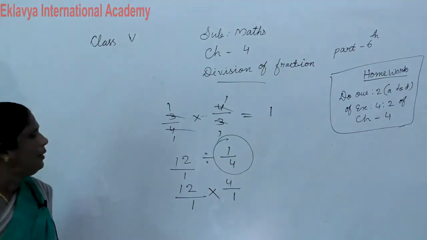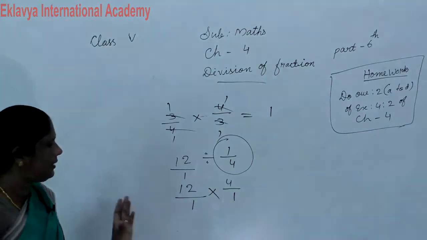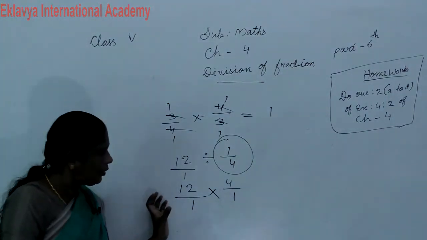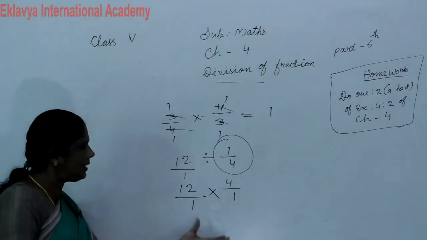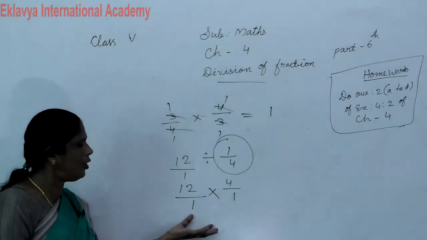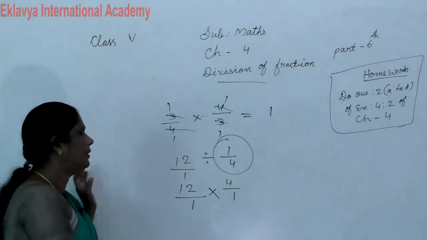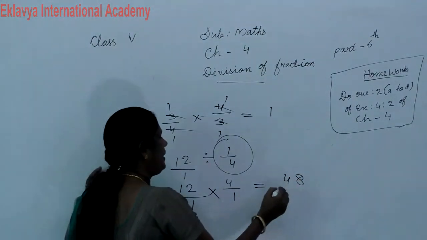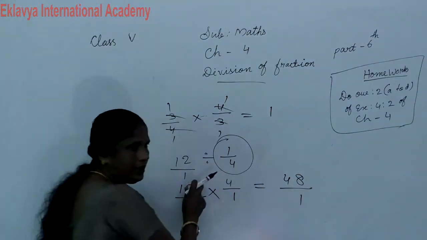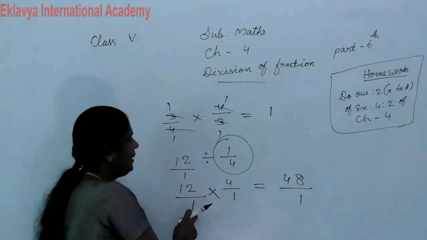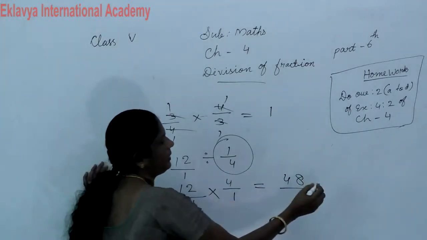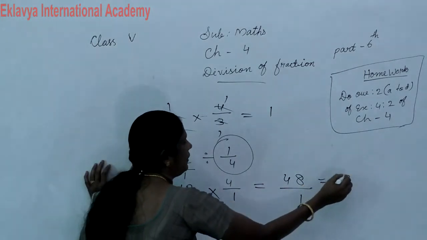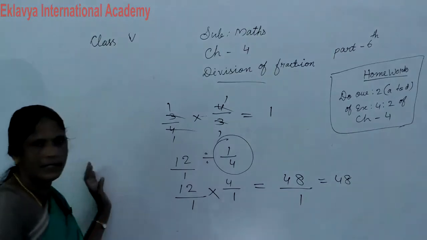Then you check for any common factor here. No, there is no common factor here. Then you multiply: numerator with numerator, then denominator with denominator. Then the answer is 48. Understand?